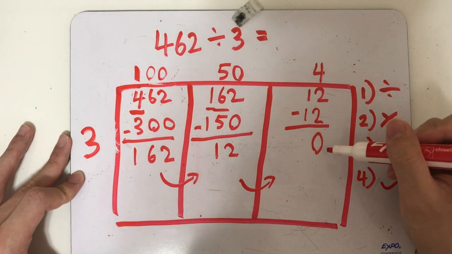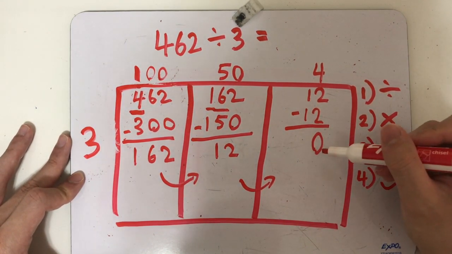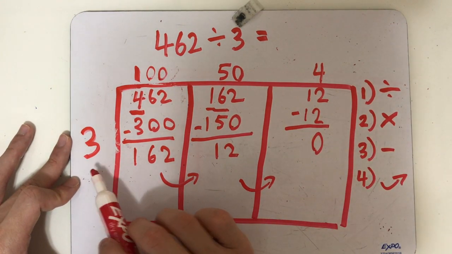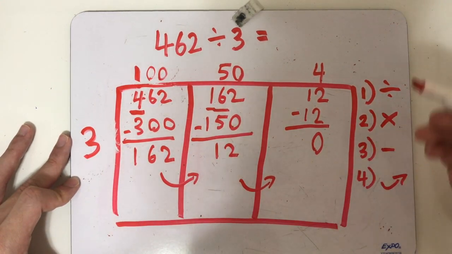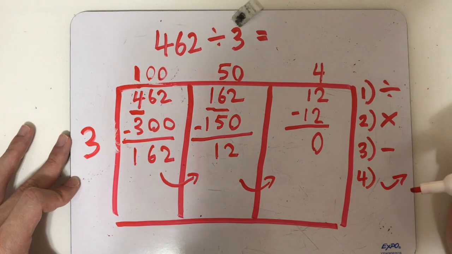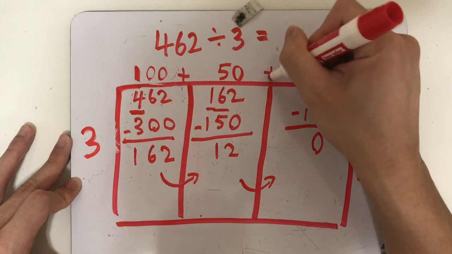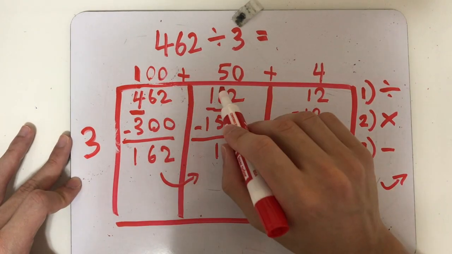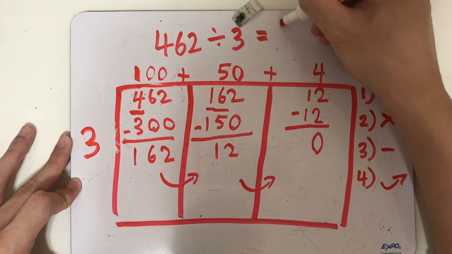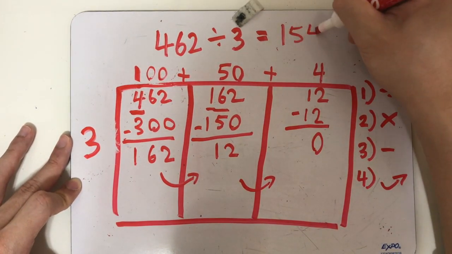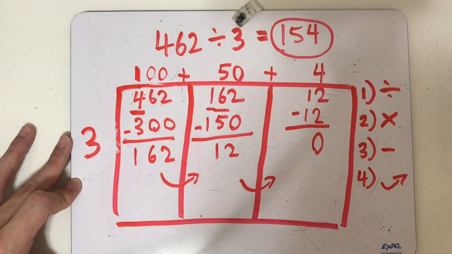And once you reach 0, or once you reach a number that's smaller than your divisor, we know that 0 is smaller than 3, we know we're finished our question. So I'm going to add all these numbers up together, and we get 100 plus 50 plus 4, which is 154 as our quotient.